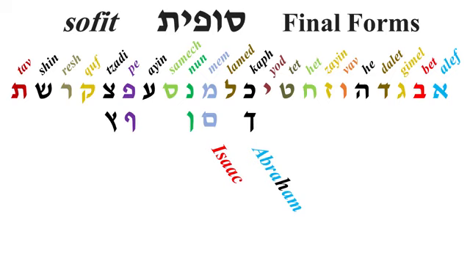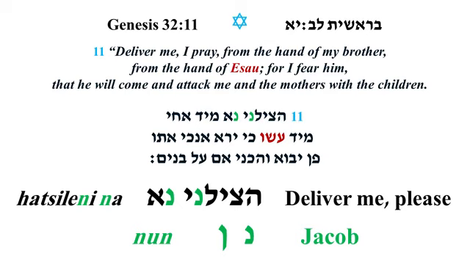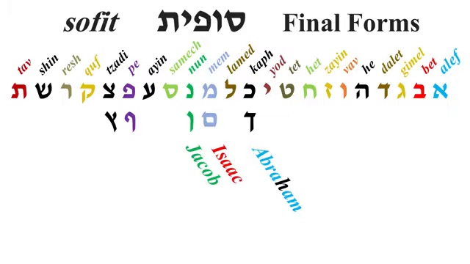Genesis 32:11. Deliver me, I pray, from the hand of my brother, from the hand of Esau, for I fear him, that he will come and attack me and the mothers with the children. This is when Jacob is about to meet Esau, and he's afraid that Esau is going to seek revenge on him. Okay? And here he says, Hatzilani na. So you have the ni, na. There's the repeated sound at the end of the words. And that's the part where it says, deliver me, please. So that repeated nun points to the nun Sofit and represents Yaakov, Jacob. Well, that makes sense. Abraham, Isaac, Jacob, right? Those 3 would make sense.